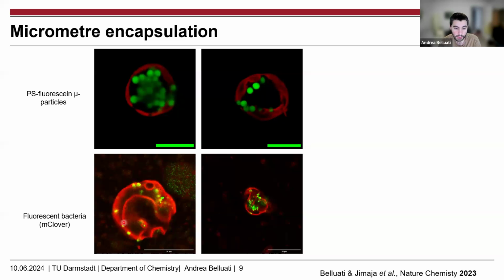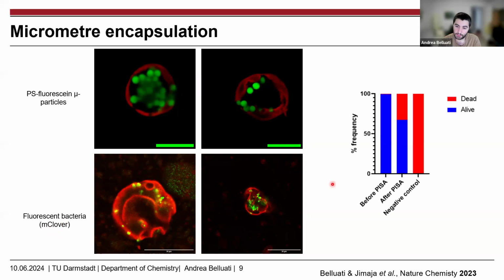And even more so, you can encapsulate bacteria. In this case, I used fluorescent bacteria expressing enclover. Again, here you get really wild shapes and sizes, but still you do get fluorescent bacteria within your vesicles.